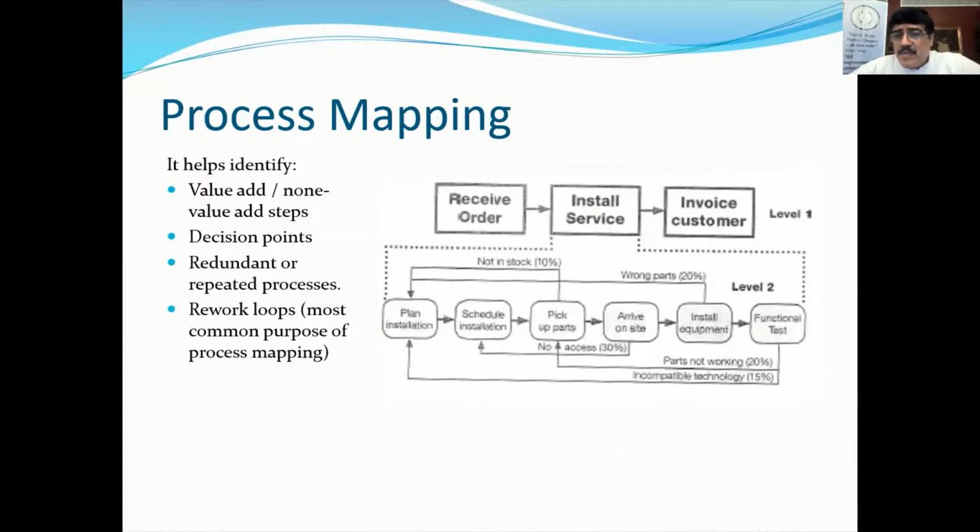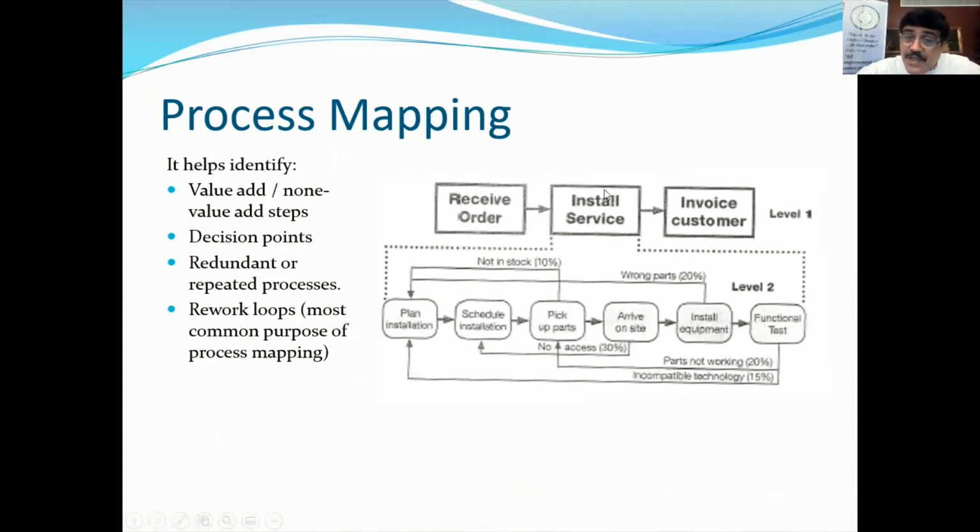So this is a simple process map. Let's go back to the service. You're receiving an installation service. You install broadband services, for example, and now you receive an order. That's one step. Then you install the service, another step, and then the third step is you invoice your customer.